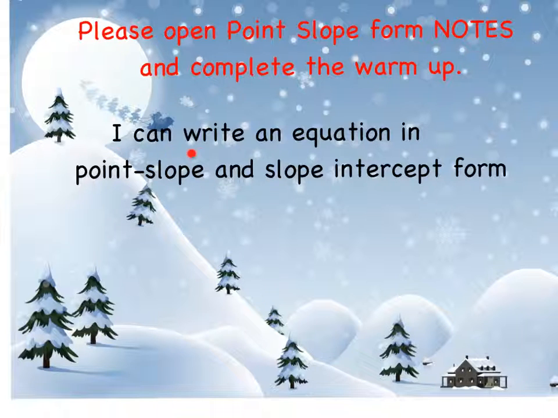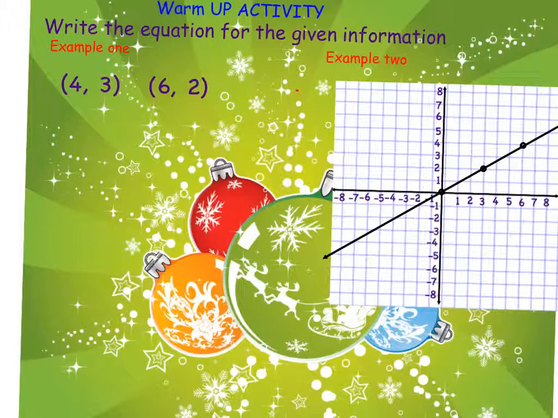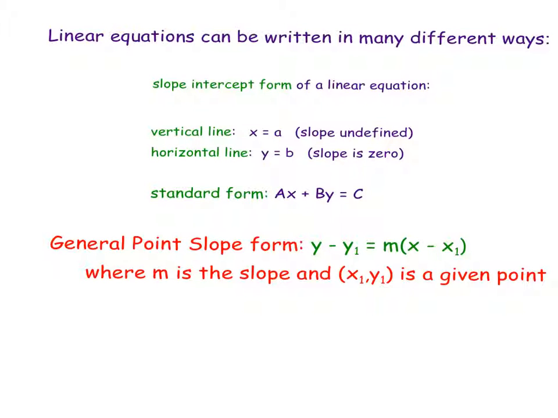So the learning target today is I can write an equation in point-slope and slope-intercept form, because for the assessment you're going to have to go through 3 different forms of a linear equation. So here are the different ways that you can write a linear equation in 2 variables or 1 variable. The slope-intercept form of a line, you know, is y equals mx plus b.